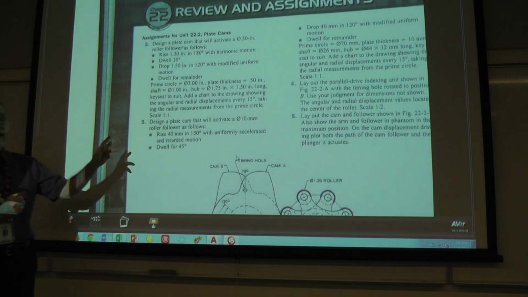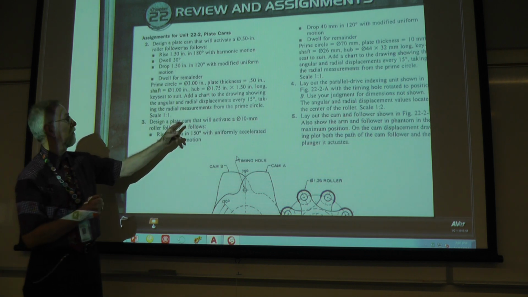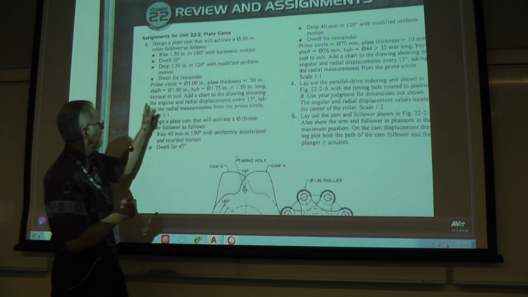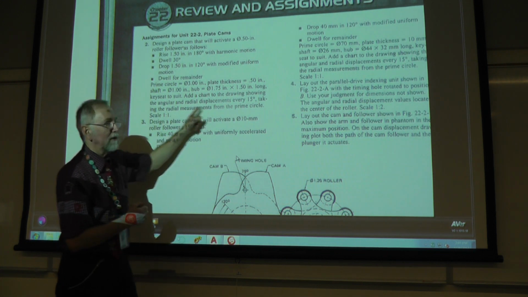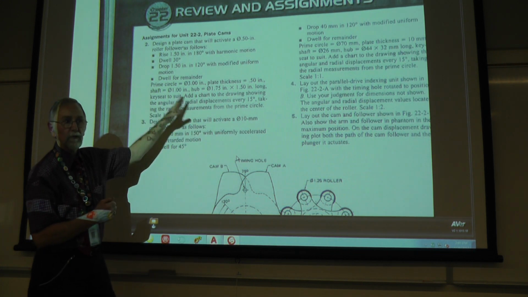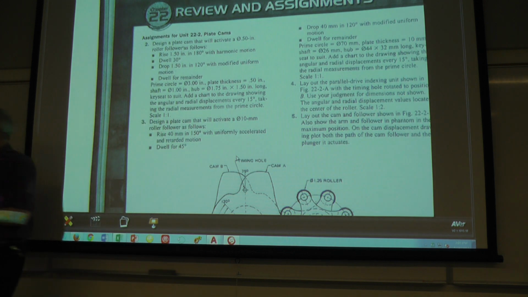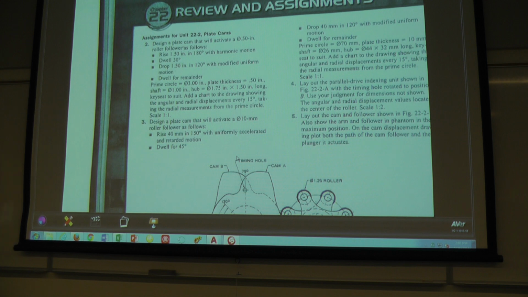The textbook says add a chart to the drawing showing angular and radial displacement. That is not part of the assignment, so disregard that in the assignment, and the scale is 1-to-1. Here's what your drawing is going to end up looking like.